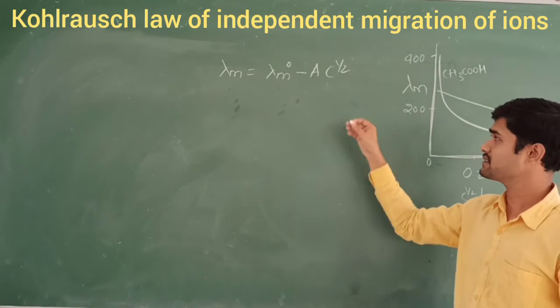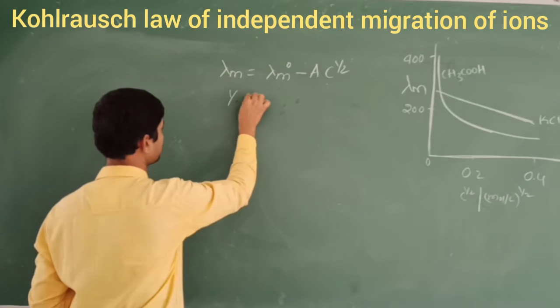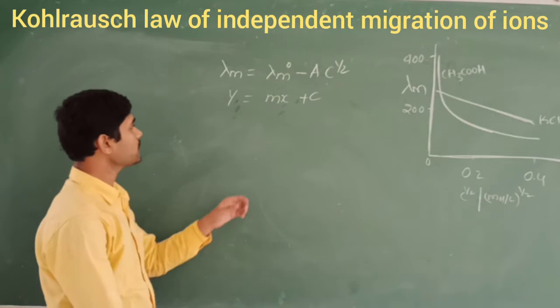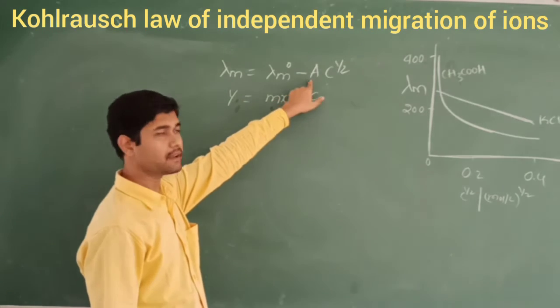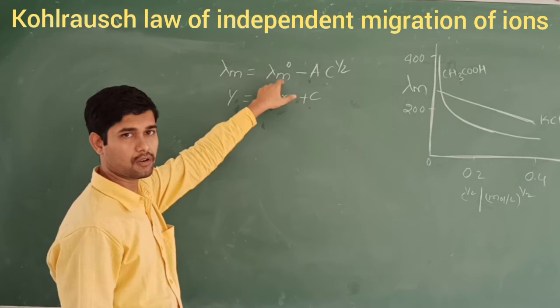So this equation is nothing but a straight line, because it is in the form y is equal to mx plus c. Here m is minus A, x is the concentration, and c is lambda m naught.